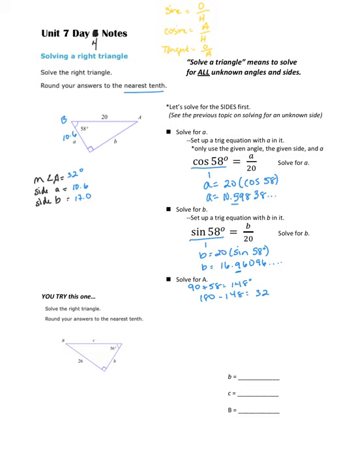I know A is 56, and I know the right angle is 90 degrees. Well, let's put over here, 90 plus 56 equals 146. 180 minus 146 is 34. So I know angle B is 34 degrees. That was just really easy to do, so I went ahead and did it. So angle B is 34 degrees.